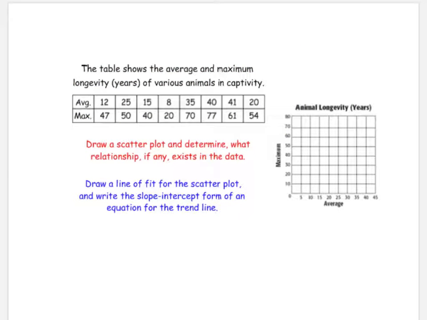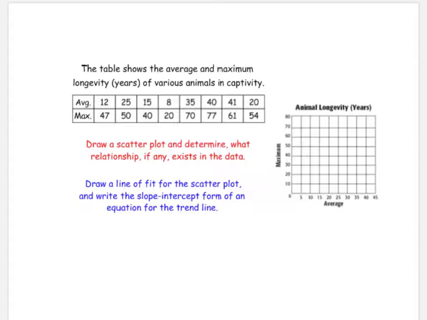So let's take a look at this example. This example says the table shows the average and maximum longevity years of various animals in captivity. So we're looking at animals in captivity like at a zoo or at SeaWorld, and longevity is how many years they live. The column that says average is how long most animals of that type live, whereas the maximum is how long the oldest one lived.